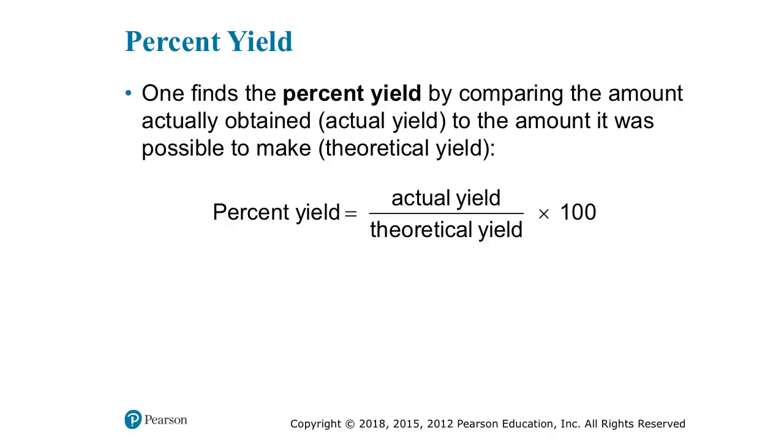Another idea presented in this chapter is the idea of percent yield. If you take your actual yield and divide it by the theoretical yield, then you multiply this by 100% to get the percent yield. I like to think of the theoretical yield as the maximum yield. So theoretically, what's the most you should get, or what's the maximum yield you can get from a reaction? Take your actual yield, and that gets you your percent yield.